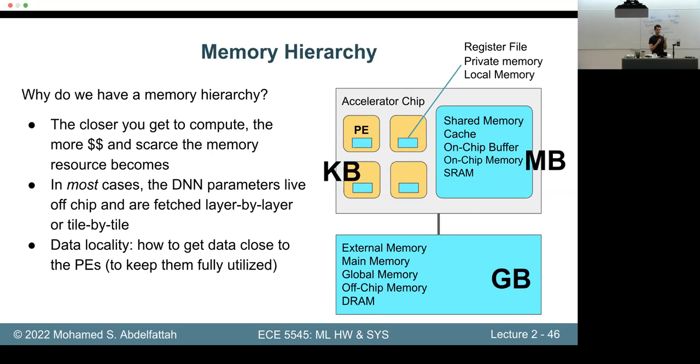Just a quick note: usually your external memory is on the order of gigabytes, while your on-chip memory usually doesn't exceed tens of megabytes. And finally, registers or register files and private memory are in the kilobytes range.